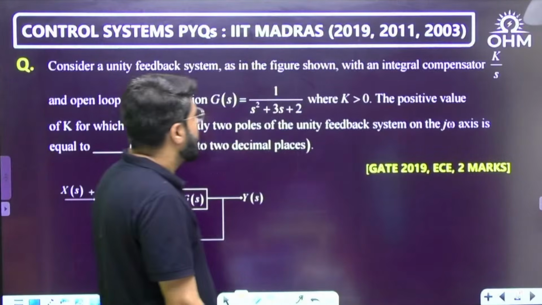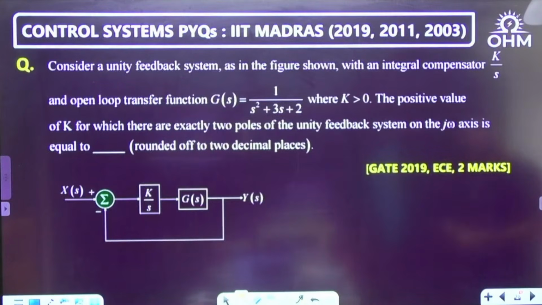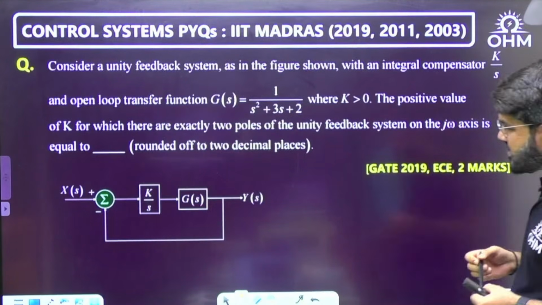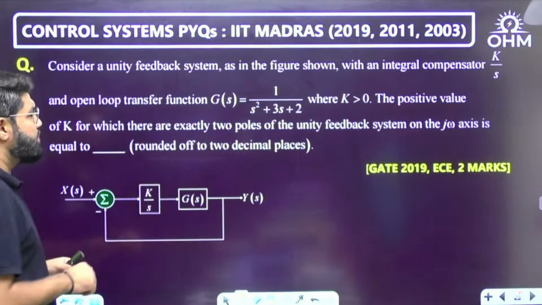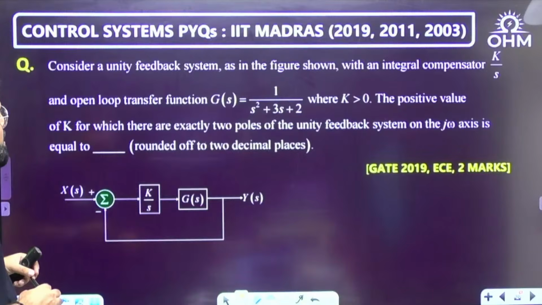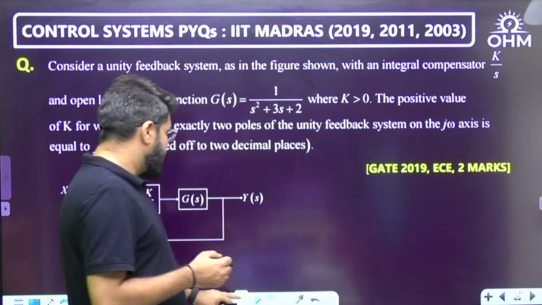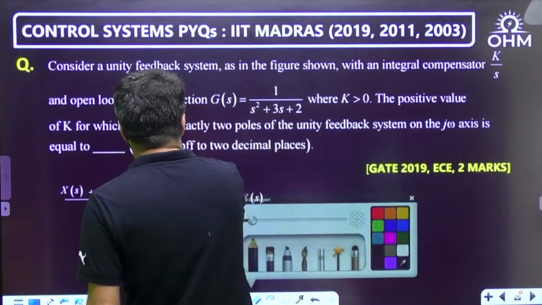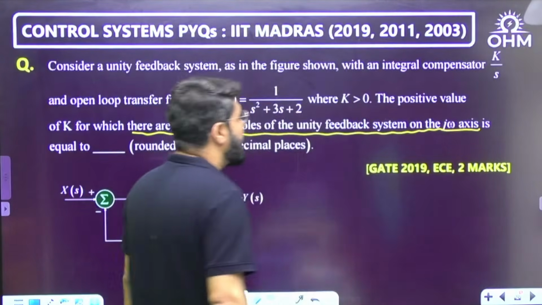Next question. GATE, 2 marks, EC. Consider a unity feedback system as shown in the figure below with an integral compensator k by s. An integral controller, or people call it a compensator as well, and the open loop transfer function G(s) equal to 1 upon s square plus 3s plus 2, where k is positive. The positive value of k for which there are exactly two poles of the unity feedback system on the j omega axis.